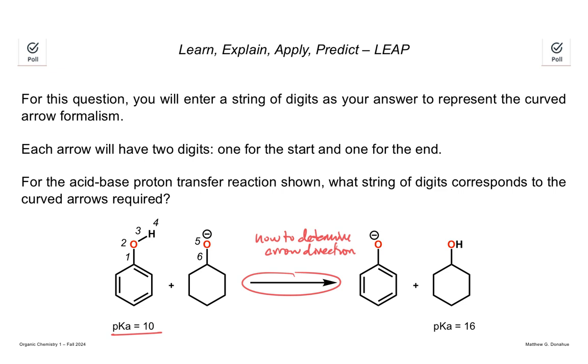So this acid is called phenol. So that's an alcohol with a pKa of 10. On the product side, this is called cyclohexanol. And that has a pKa of 16. So overall, the change in pKa is 10 to the 6. Because remember, that's a log scale.